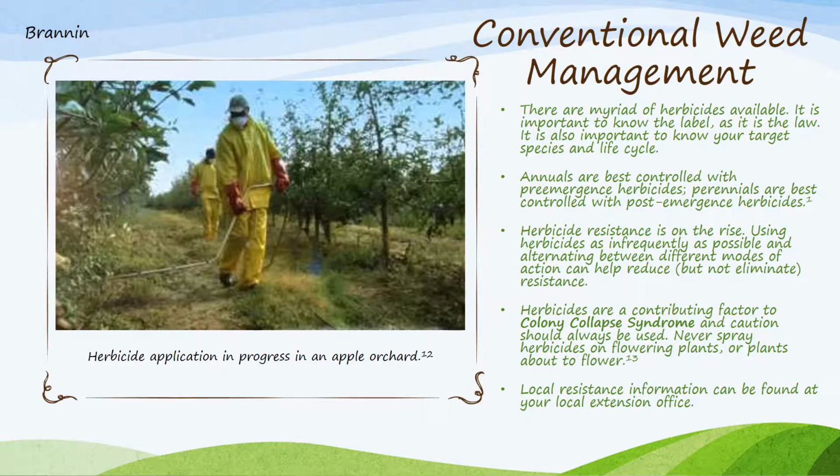Herbicides are also a contributing factor to colony collapse syndrome, and caution should always be used. Never spray herbicides on flowering plants or plants about to flower. Local resistance information can be found at your local extension office.